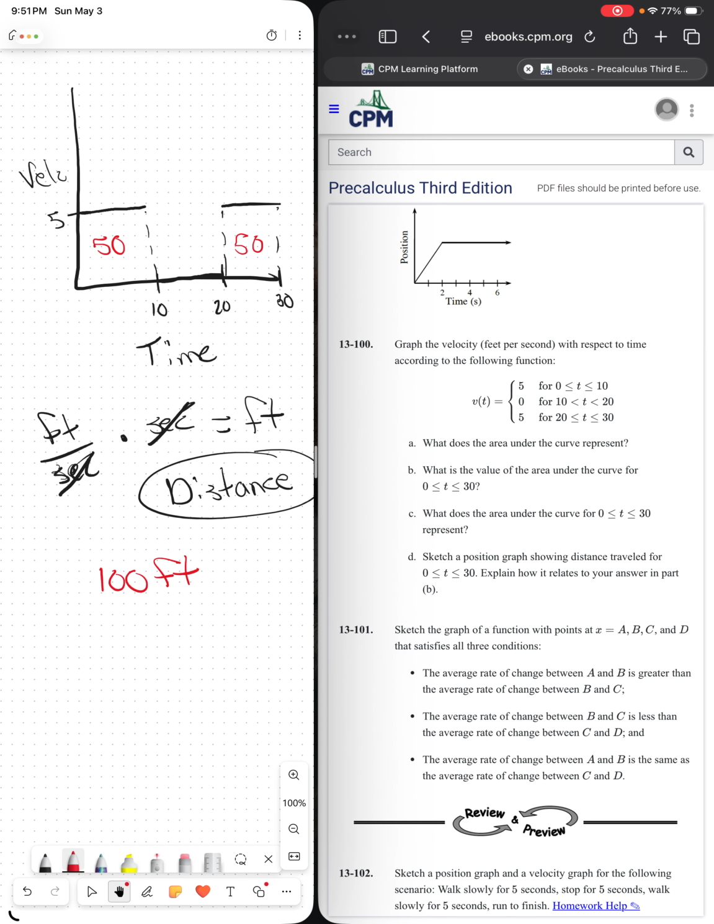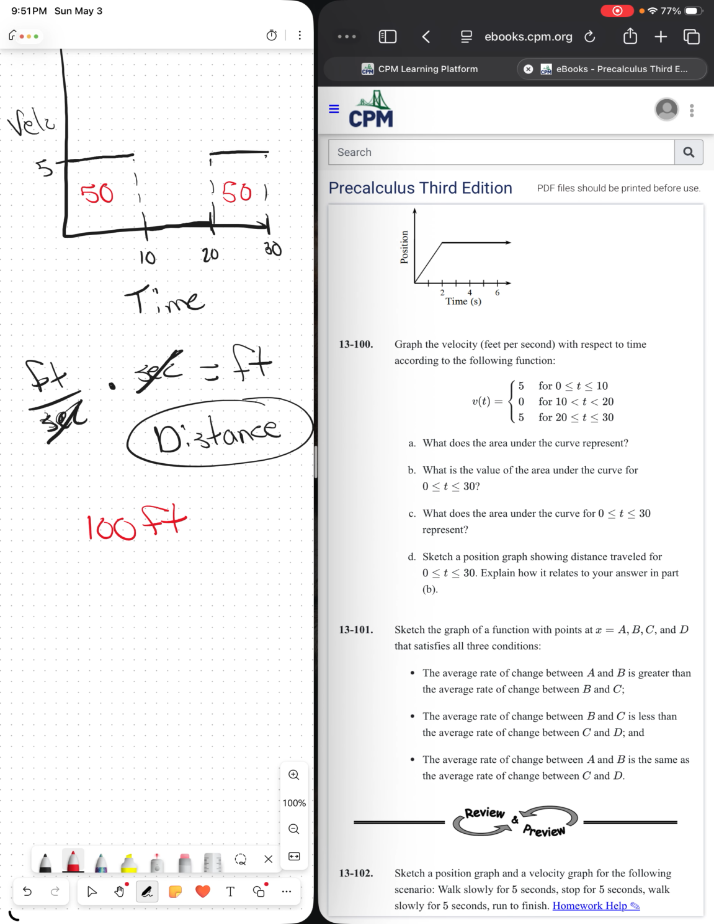And then it says sketch the position graph. So on that position graph, we would go up to 50 in the first 10 seconds. We would stay at 50 for the next 10 seconds. And then we would go to 100 for the last 10 seconds. We would increase another 50.